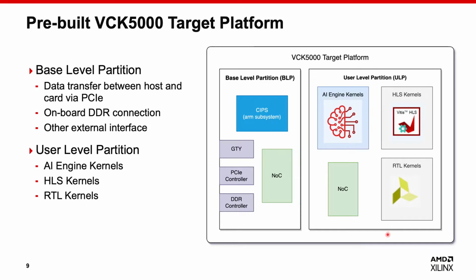The ARM core subsystem, PCI Express controller, DDR controller, GTY service logic, NOC, and other base logic are located in the base level partition. The user level partition is used by the user with the Vitis flow. User-defined AI Engine kernels, RTL kernels, and HLS kernels are located in the user level partition. Vitis will build the partition after the user finishes the acceleration kernels design.